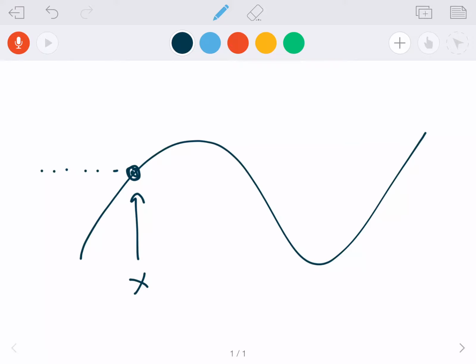The short answer to the question, what is a derivative, is if you pick some x value, the derivative is the slope of the function at that x value, right? If you pick a different x value, you've got a different slope. Okay, so the short answer is, what's a limit? It's the y value the function approaches. What's a derivative? It's the slope of the function at that point.